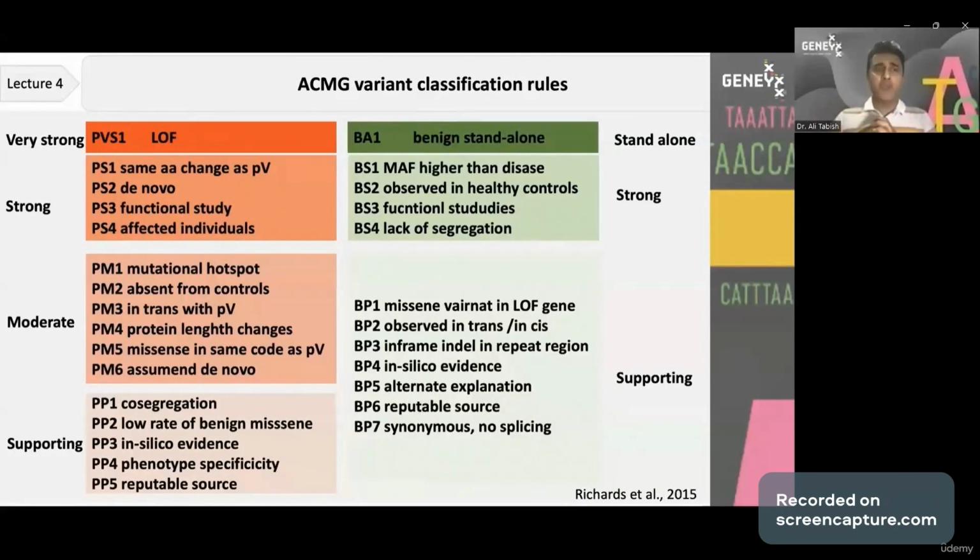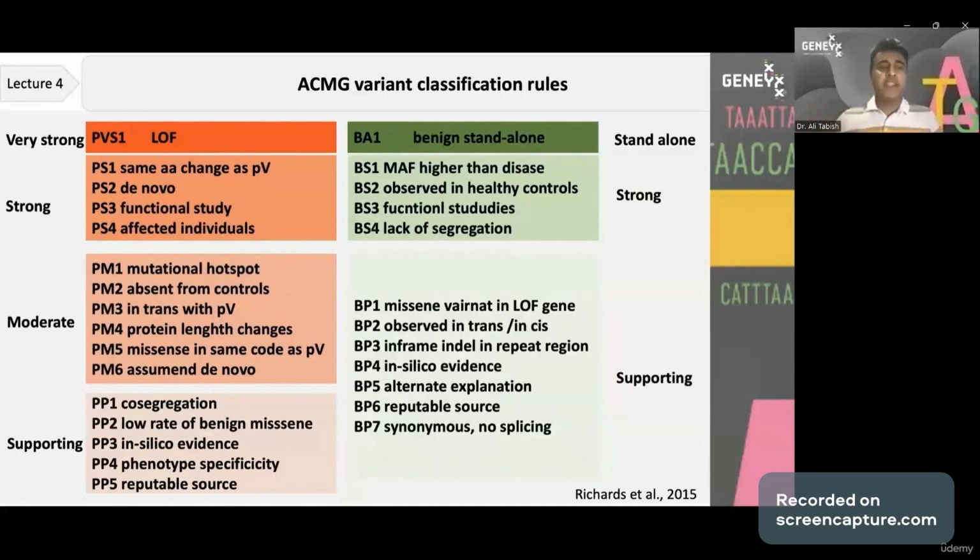Then there are the strong criteria, PS1, PS2, PS3, and PS4. Again, P stands for pathogenic, S for strong, and 1, 2, 3, 4 are the numbers given. PS1 deals with amino acid changes, the same amino acid change as a known pathogenic missense variant. Then PS2, de novo. PS3 deals with functional studies. PS4, the increased count of affected individuals.